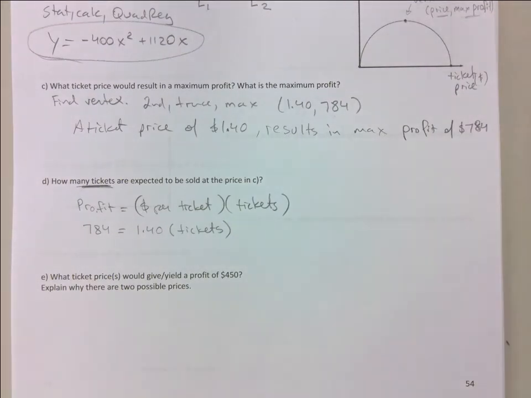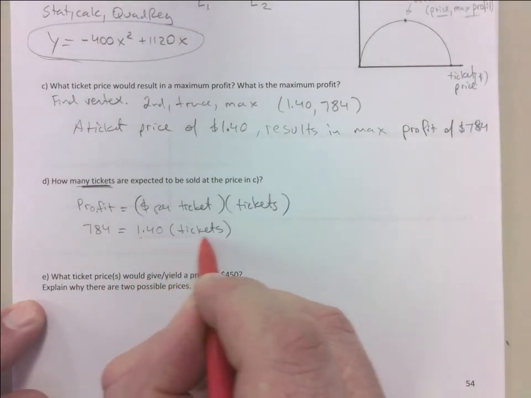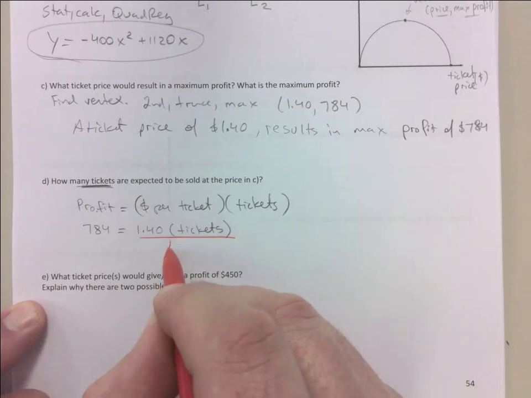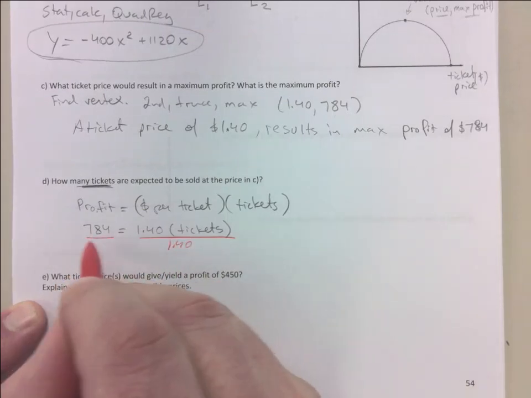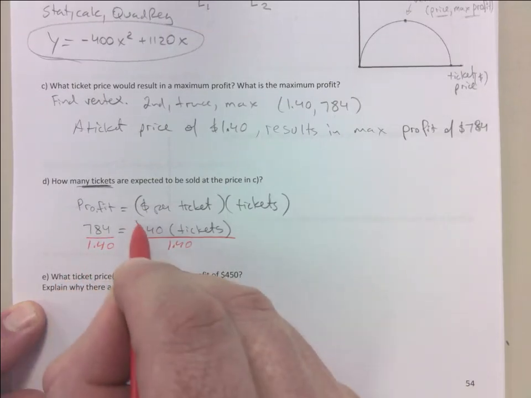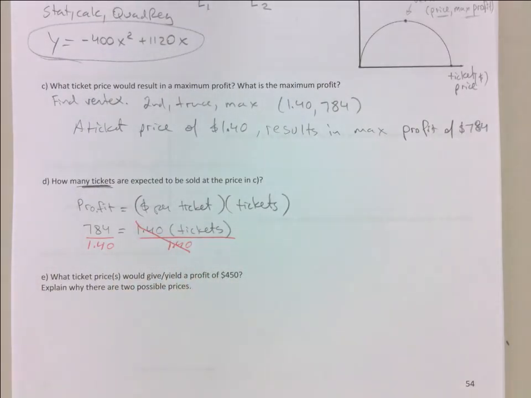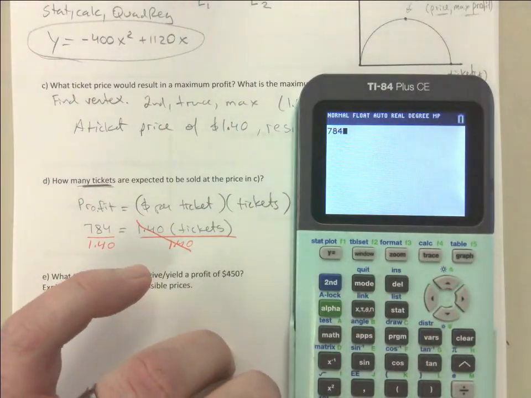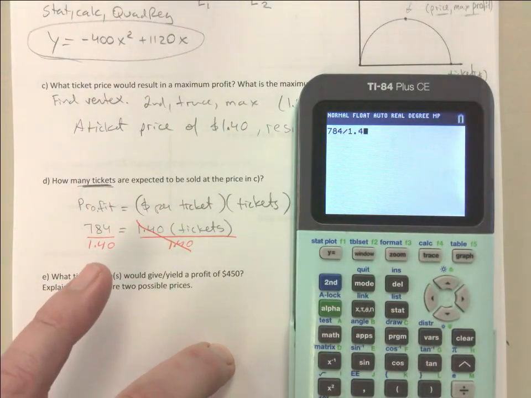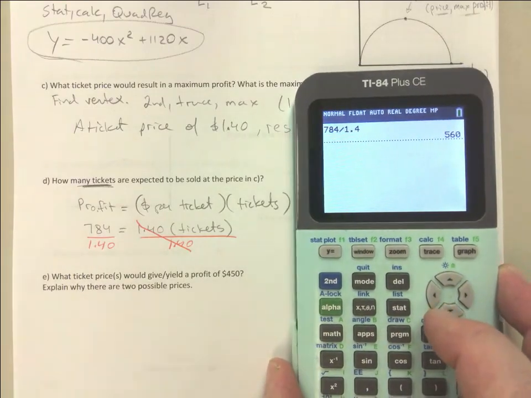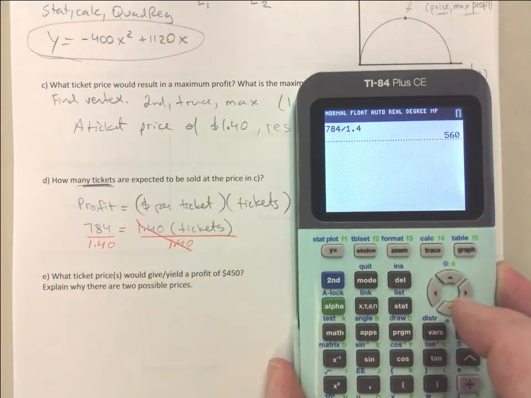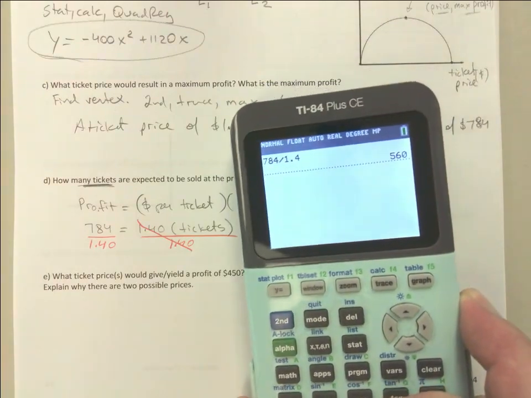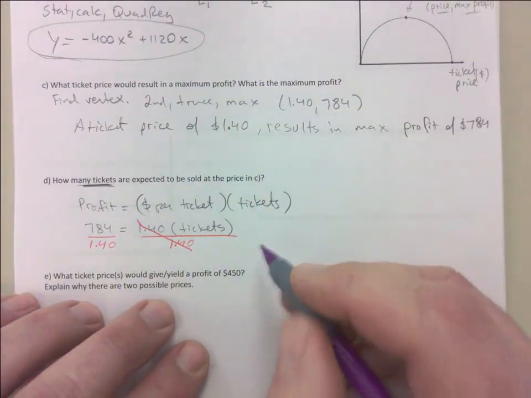And so what do I need to do there to figure out the number of tickets? We divide both sides by $1.40, canceling this out. In this case, it's a round number. If it hadn't been, please round. 560 tickets. Okay?